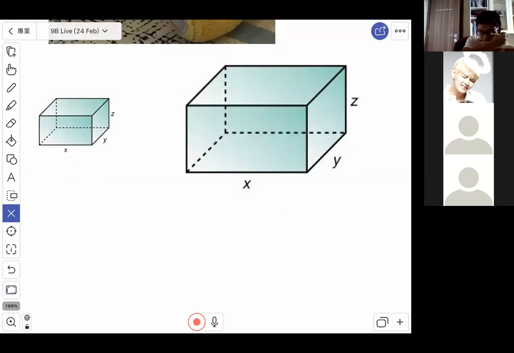Okay, so if I look at the same diagram here, but this time I do not want to look at the volume. I want to look at the area. Let's say if I talk about this shaded area only.